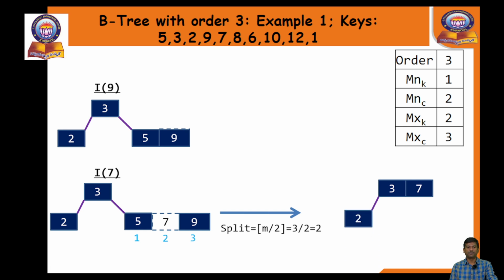The left will be 2, to the right of the key 3 it is 5, and to the right of the key 7 that will be 9. This is how we have inserted these kinds of values. And in the next video, I'll be covering some more examples related to the B tree.